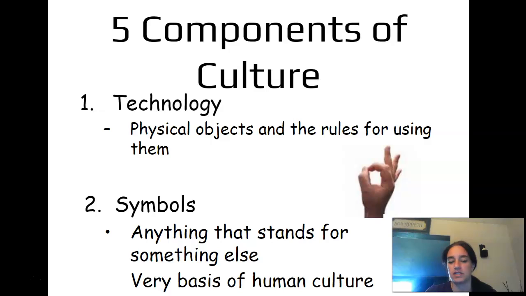Symbols are really the basis of human culture. The written language that we have is symbolic. The spoken language that we have is symbolic. We can also use body language as a symbol. If you look here, I have this, which means okay in American society. We use it as a way of saying all good. In other areas around the world, it means a body orifice. So there's a big difference between saying, hey, it's all good, and hey, that's a butthole, right?